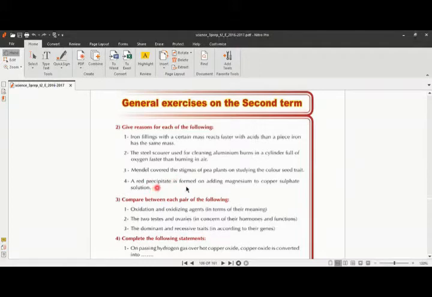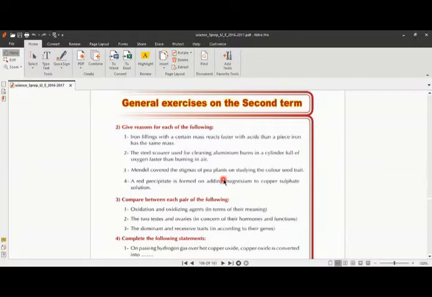A red precipitate is formed on adding magnesium to copper sulfate solution. He needs the equation and the explanation for this equation that you are going to write. Adding magnesium to copper sulfate, so I have CuSO4 plus Mg. Mg is more active than Cu, that's why it replaces it in its salt. So magnesium sulfate forms and the copper will precipitate, and its color will be a red precipitate. If you remember this equation, Mg plus CuSO4 yields MgSO4 plus Cu as a red precipitate.